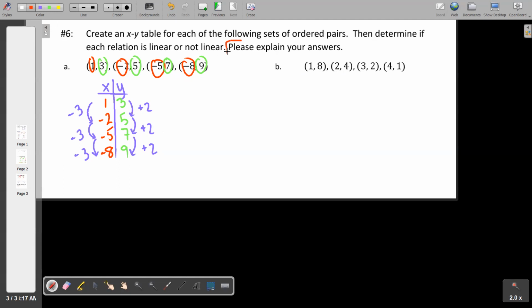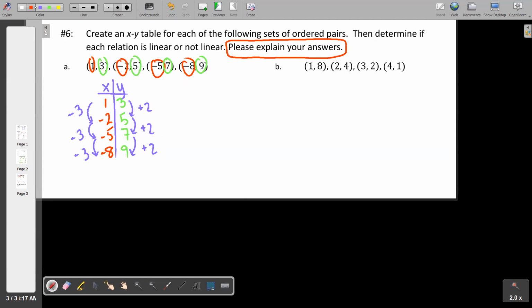I'm going to put a box around it for you. Please explain your answers. This one is pretty important to all of us at any level, teachers, admin, State Department, we want to know that you understand why this is linear. And the reason why it's linear is because the slope never changes. That's what makes a straight line, is that the slope from this point to this point is the same as the slope from this point to this point, and the same as from this point. Like, that's what we want you to get for real.